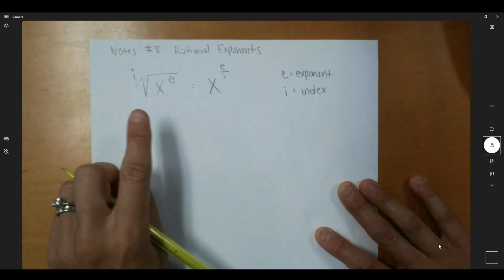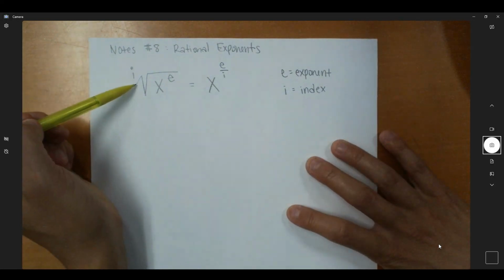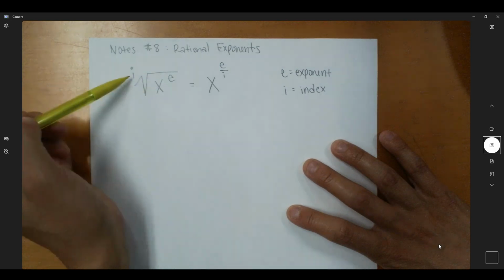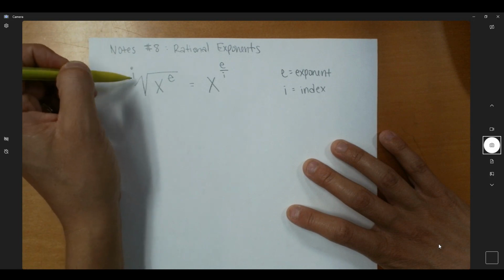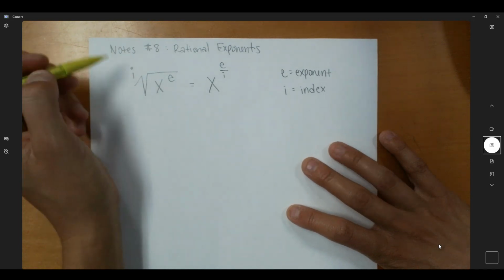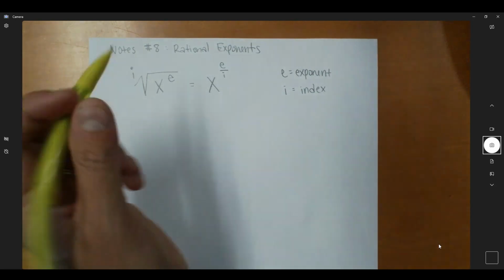Okay, so E stands for exponent and I stands for index. Your index is whatever's right here. Since this is a square root, you normally don't have a 2 here, but you can have a 2 here. And then you can have a 3, 4, 5, whatever. It just can't be 1 or 0 or negatives. It has to start at 2 because it's called a square root.